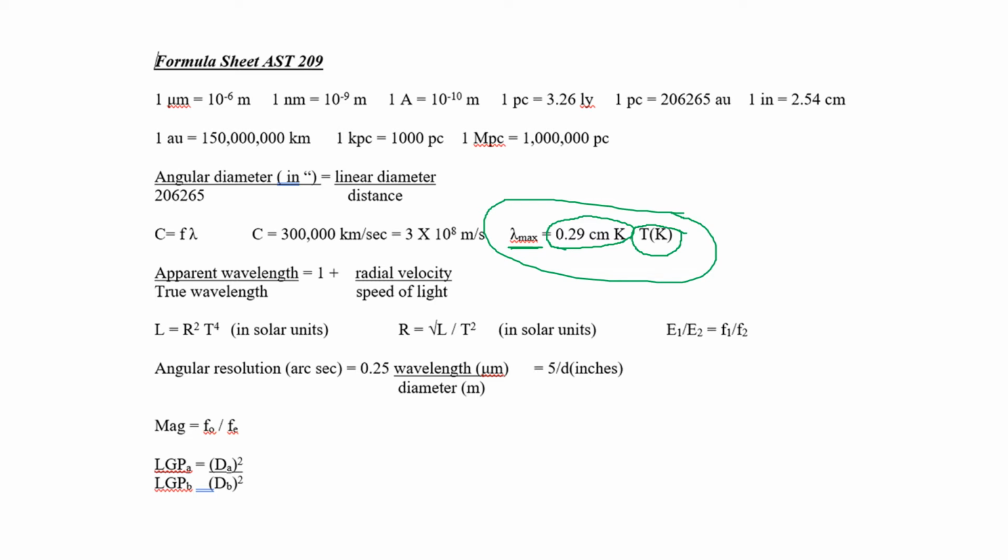So there's only two ways that you could have a Wien's law problem. In one case, you would be given the wavelength and you would have to solve for the temperature. In the other, you'd be given the temperature and solve for the wavelength.